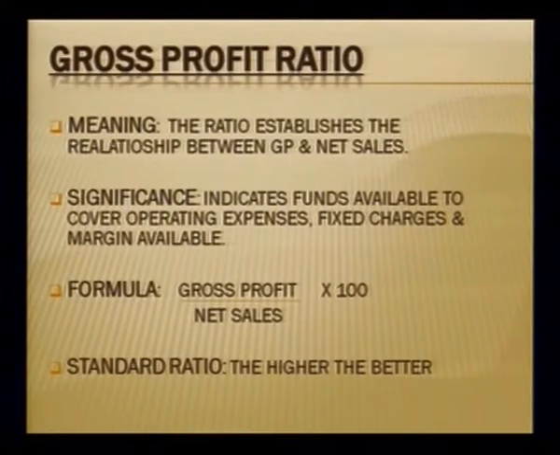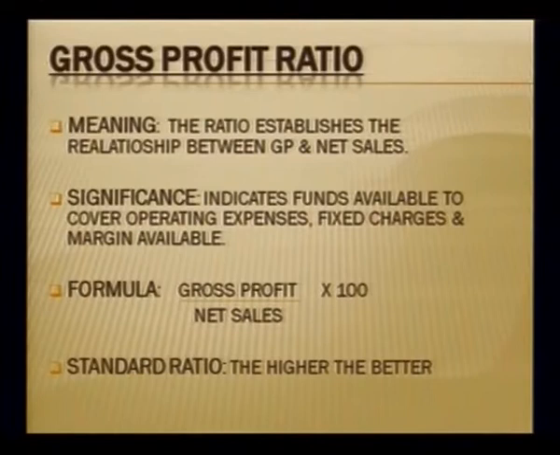When we take its significance, it indicates the funds available to cover operating expenses, fixed charges and the margin available. This means how much profit is available with you so that you can cover the indirect expenses, because all indirect expenses which come under the profit and loss account should be met from the gross profit only. If there is no gross profit, we cannot expect to meet all those expenses. So, gross profit becomes a base to cover all those kinds of expenses.